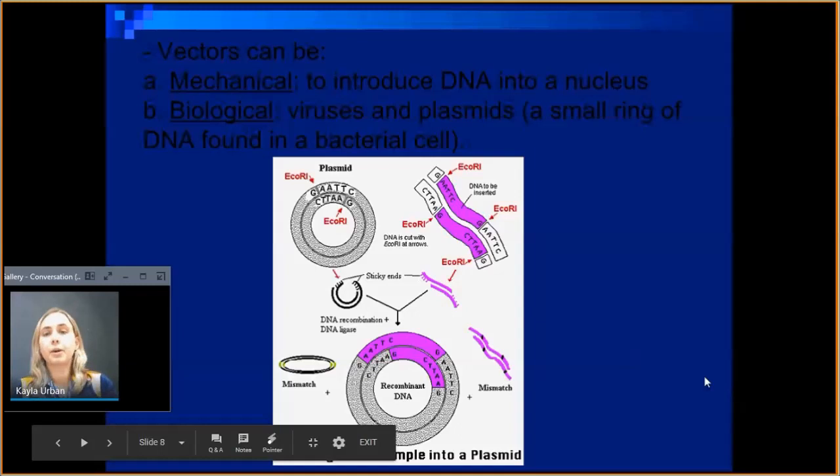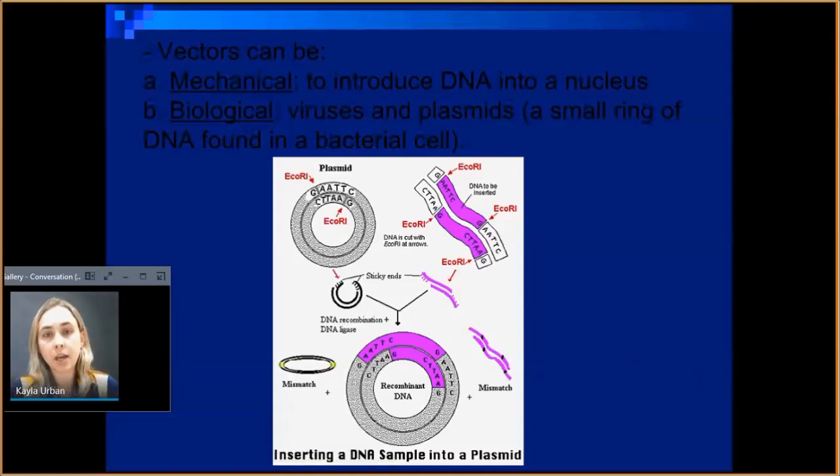So continuing on about vectors, vectors can be either mechanical, where humans are going to introduce DNA into a nucleus, or they can be biological, where we use a virus and plasmids, a small ring of DNA found in the bacterial cell. So they can use viruses or they can use bacterial cells as vectors to carry in and insert the piece of DNA.